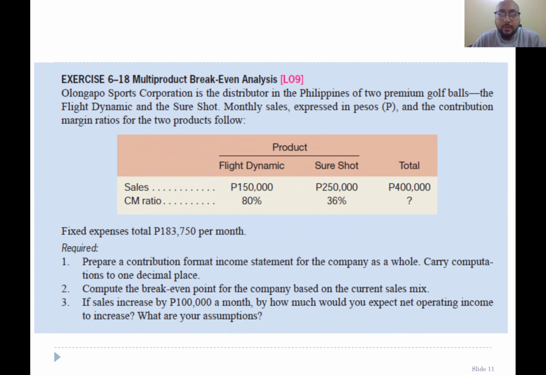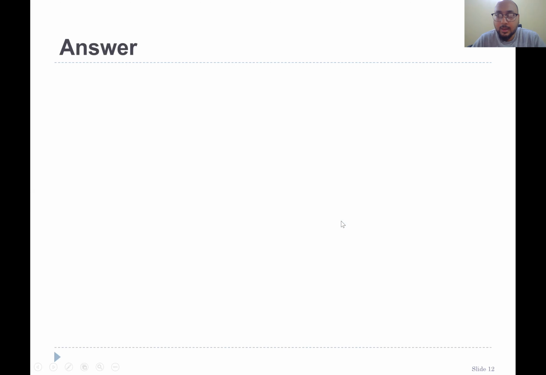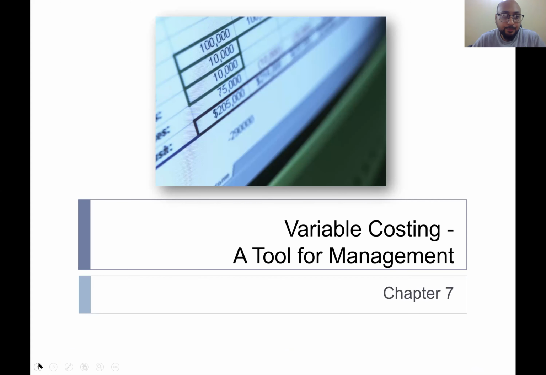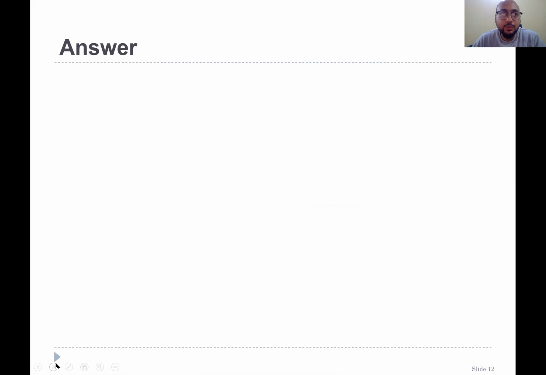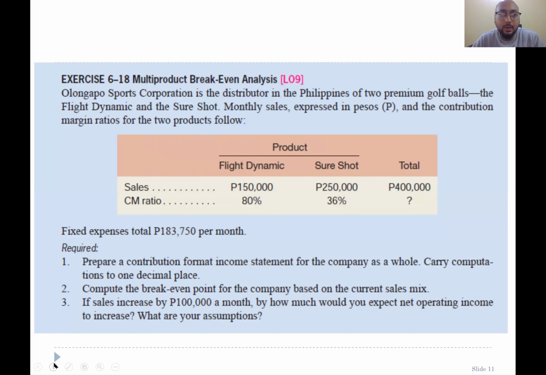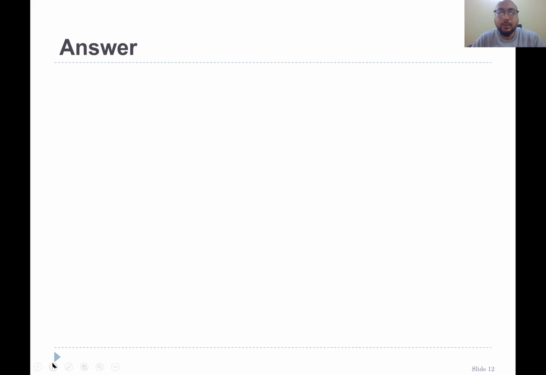in which you have to find out the break-even points for multiple products. Like we have two products, Flight Dynamic and Sure Shot. So it's here, and here is its answer. Okay, I will be pasting its answer here. Okay, got it. So I would be uploading the solution file and pasting this in our PDF lecture as well. So please don't worry about that.